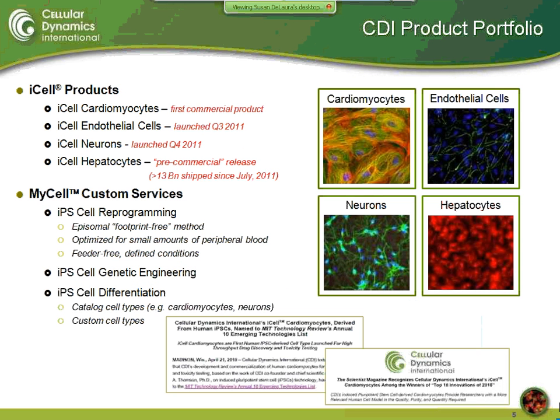The products that we currently have are the iCell cardiomyocytes. That was our first cell type that we introduced. We also have iCell endothelial cells and our iCell neurons, and soon to come are the iCell hepatocytes. As I said, these are all human iPS-derived cell types. We also offer custom services for custom iPS cell reprogramming, and we can use a variety of different methodologies for doing that reprogramming, and as I said, also the genetic engineering and differentiation.